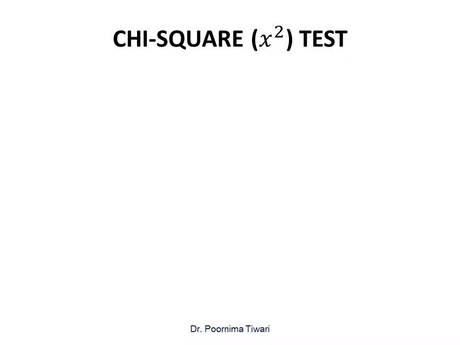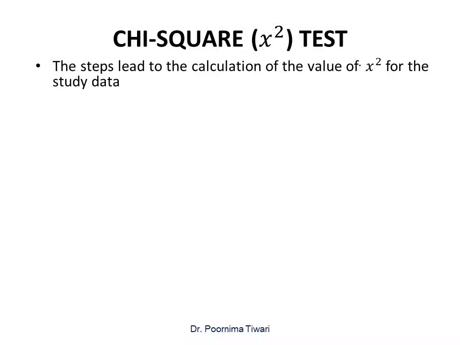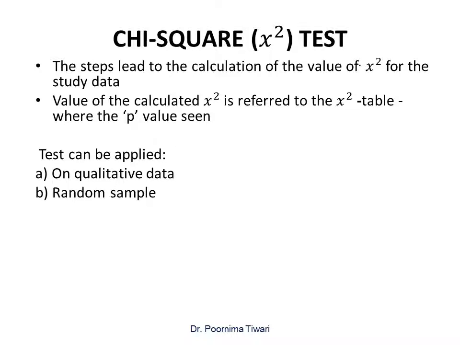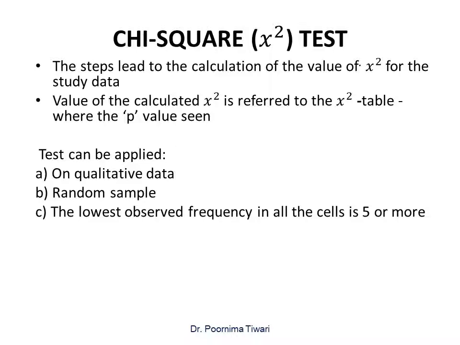chi-square test. The steps in the chi-square test lead to the calculation of the value of chi-square for the given data. This value of calculated chi-square is then referred to that in the chi-square table, from where the p-value can be deduced. Chi-square test can be applied on qualitative data, sample that has been chosen randomly. The lowest observed frequency in all the cells should be 5 or more, and none of the observed value should be 0.